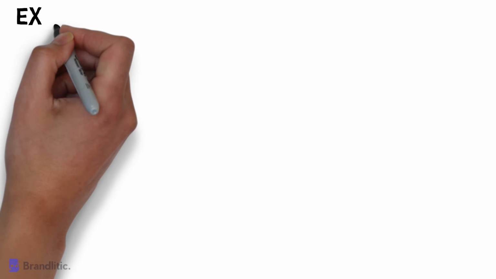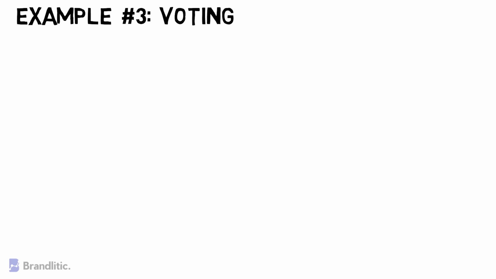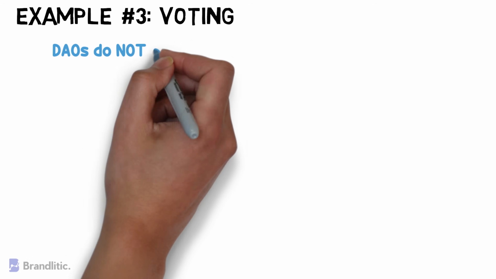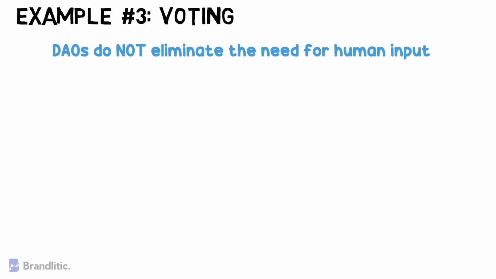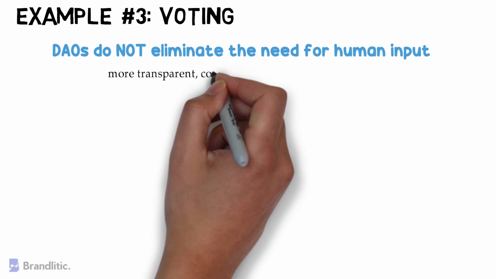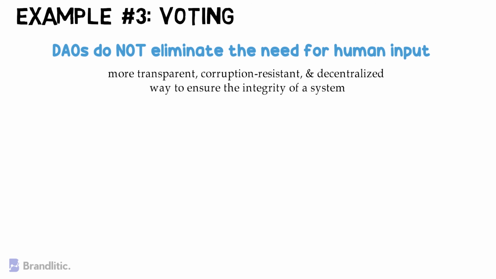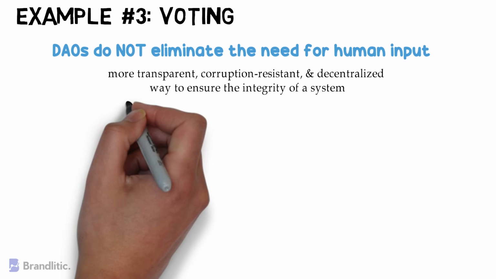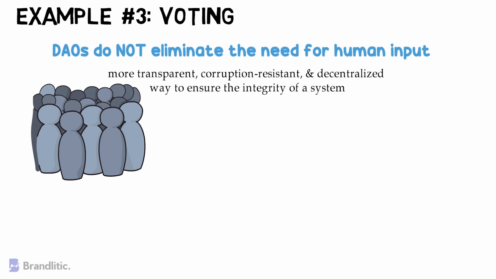Example number 3, voting. As can be seen from the previous 2 examples, contrary to the common misconception, DAOs do not eliminate the need for human input. It is simply a more transparent, corruption-resistant, and decentralized way to ensure the integrity of a system that exists to serve the participants' interest in the first place. In both The DAO and MakerDAO, the participants themselves must decide what to vote for, and the autonomous system simply ensures that their intentions are implemented with certainty.